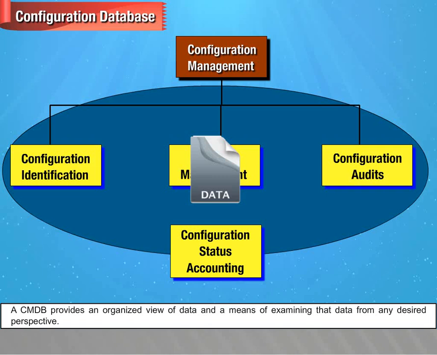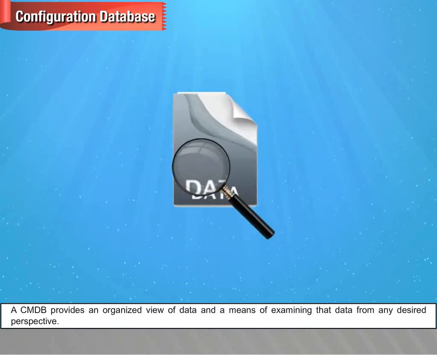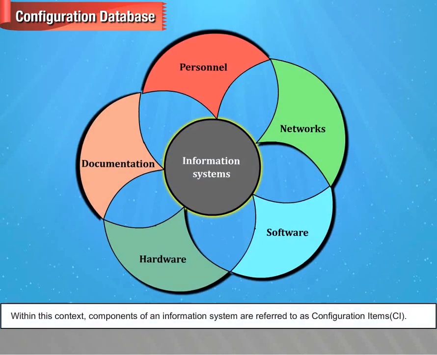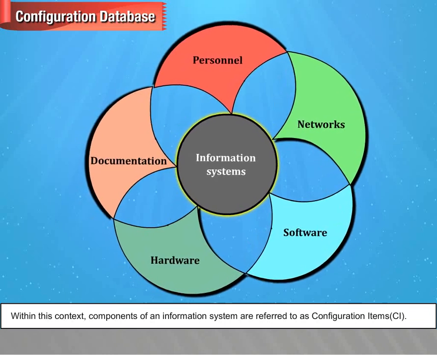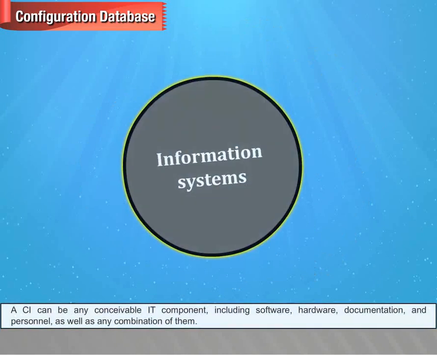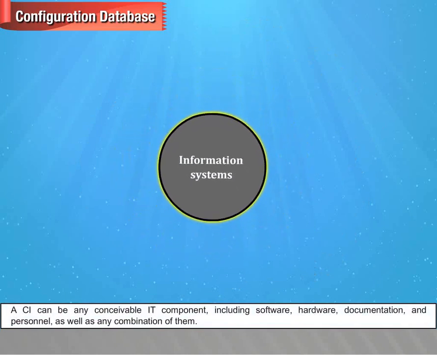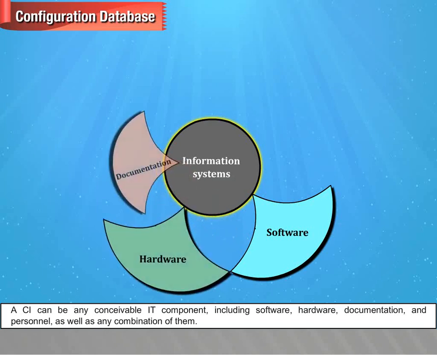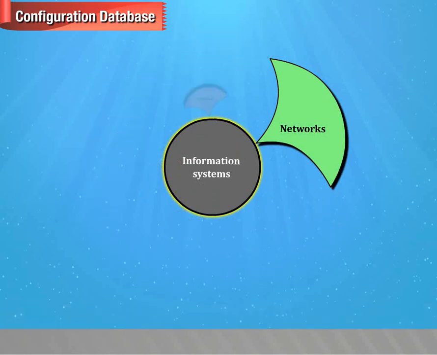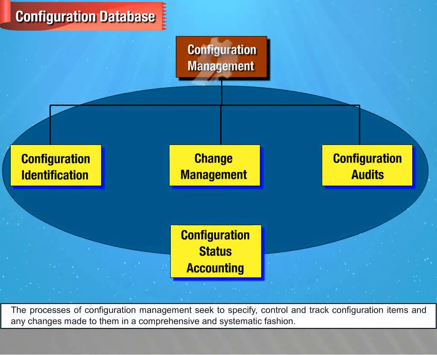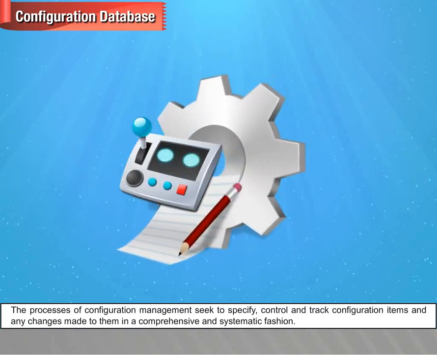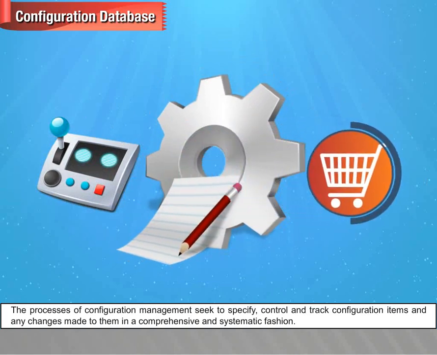A CMDB provides an organized view of data and a means of examining that data from any desired perspective. Within this context, components of an information system are referred to as configuration items (CI). A CI can be any conceivable IT component including software, hardware, documentation, and personnel, as well as any combination of them. The processes of configuration management seek to specify, control, and track configuration items and any changes made to them in a comprehensive and systematic fashion.